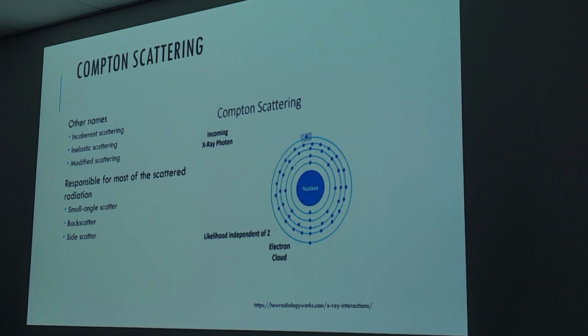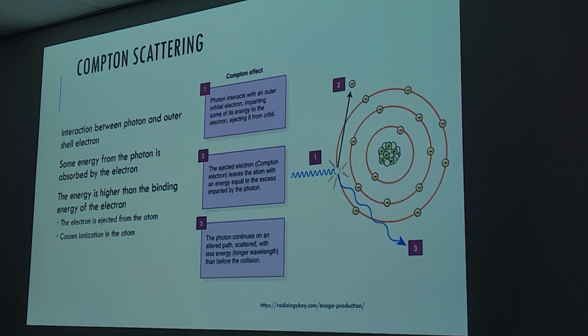Other names for Compton scatter are incoherent, inelastic, or modified. Compton is responsible for most of the scatter radiation that we deal with in X-ray: small angle, backscatter, and side scatter. This is basically an interaction between the X-ray photon and the outer shell electron. Some energy from that photon is absorbed by the electron, which kicks the electron out, and the rest of the energy is converted to scatter.